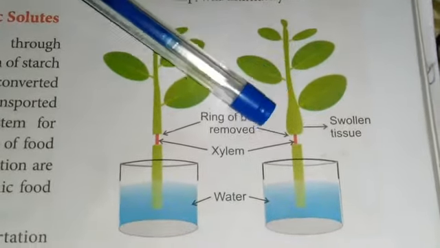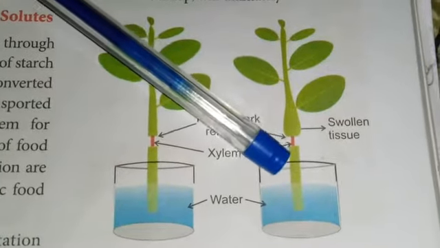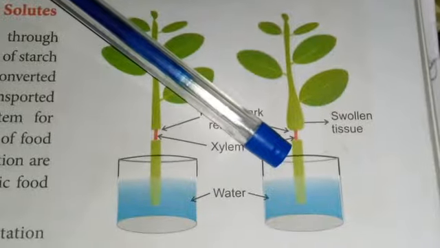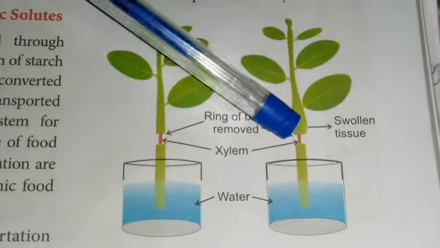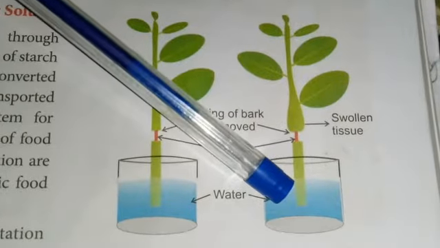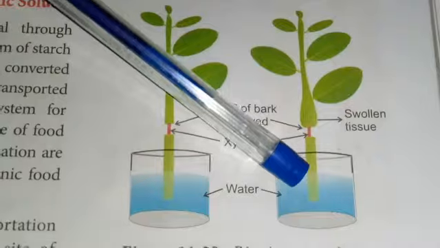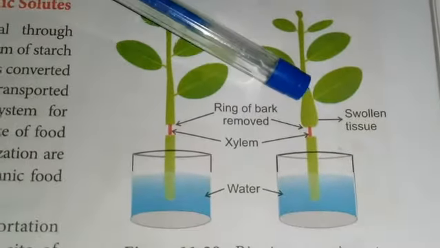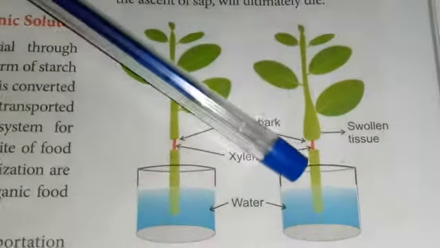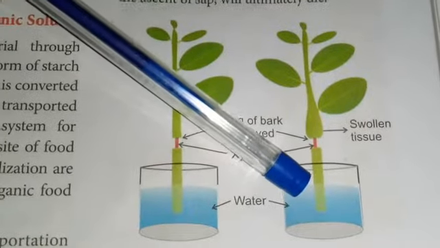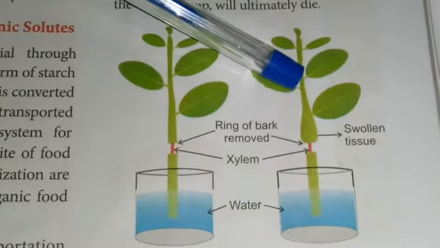This experiment clearly explains that the phloem is responsible for the translocation of solutes. Even though the xylem is present in this plant, it is unable to translocate the food material. It only supplies water to the upper part. Due to that, the upper part stays alive for some days. After the death of the root, the upper part also dies.